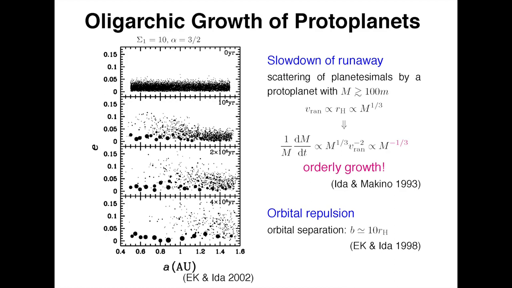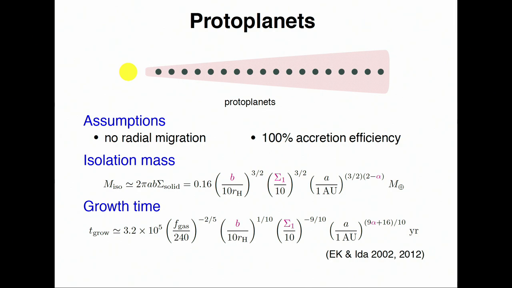And they are stable, I mean, orbitally stable. So we cannot have any more collisions at this stage. We can analytically estimate the final mass of embryos, the protoplanets, by assuming in situ formation here, with no radial migration of planet building materials, and also 100% accretion efficiency. So we can use all the materials here to form embryos. Then this isolation mass is estimated by using the disk parameters.